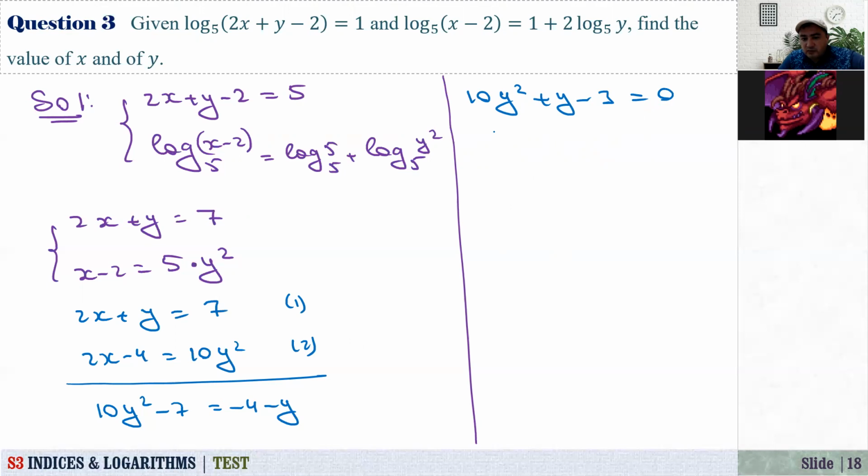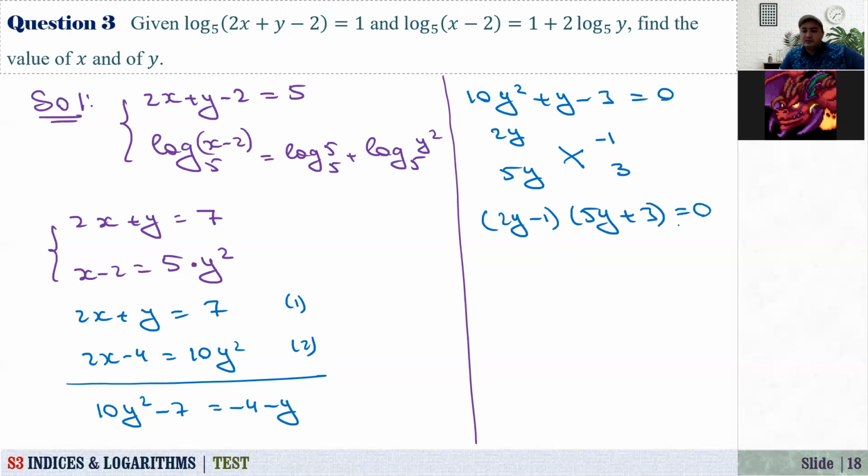3, 10 doesn't work. How about 2y and 5y? And here we have 1 and 3. It is plus, so I should put minus here. If you cross multiply, 6 times 2y, 6y, it is -5, the sum is this. Okay, it works, so I can factorize as 2y minus 1 and 5y plus 3. That's equal to 0. From here, y equals 1/2 or y equals -3/5.